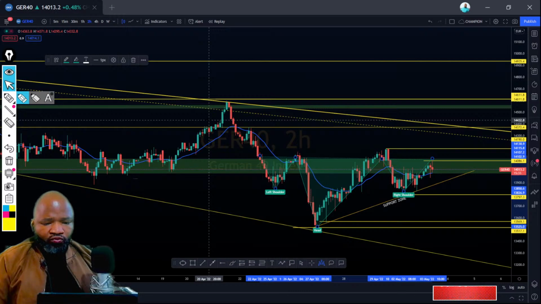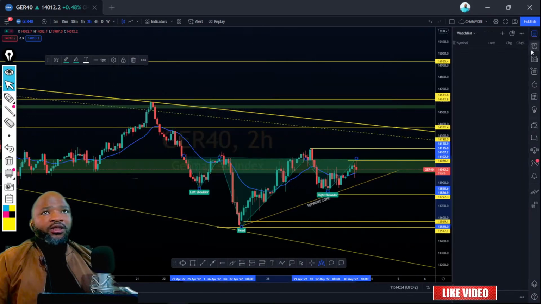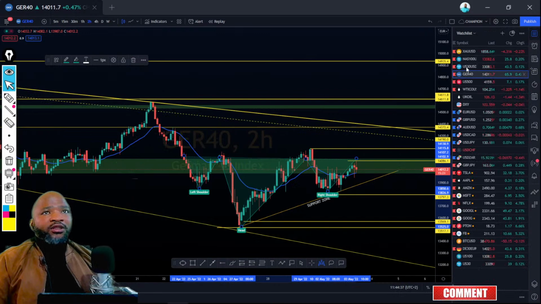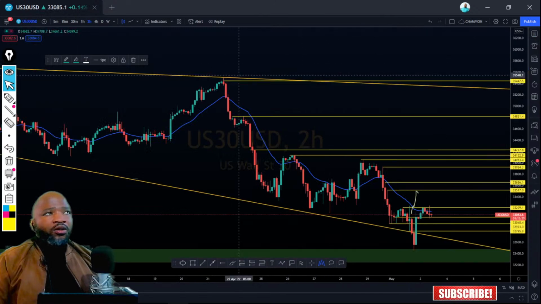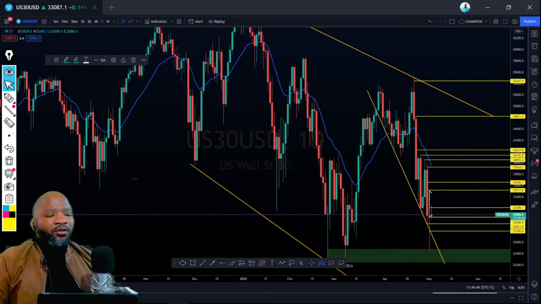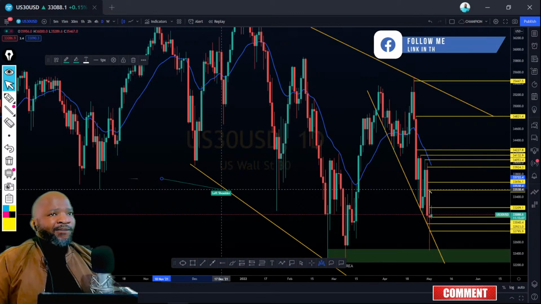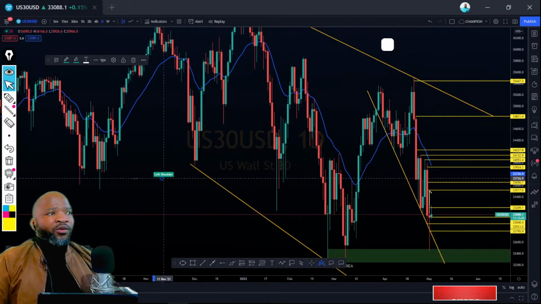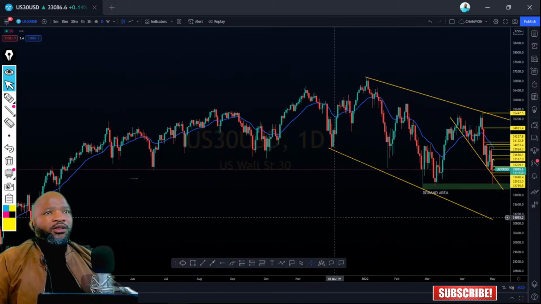Let's check other instruments. Let's look at our US30. Bigger time frame, please. Daily time frame. Let's reset the chart.